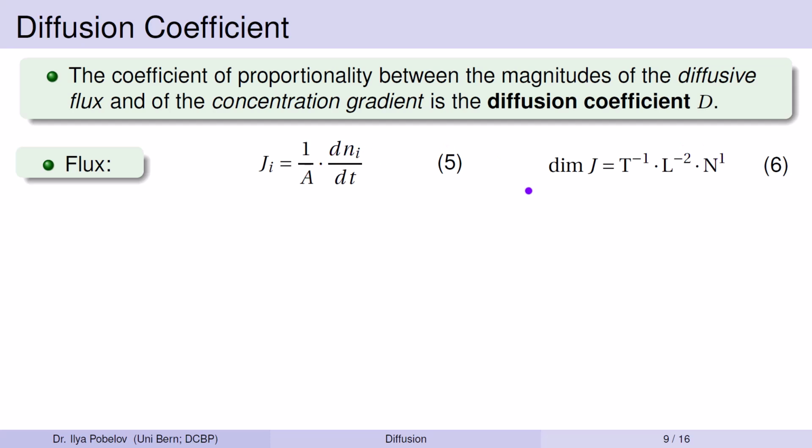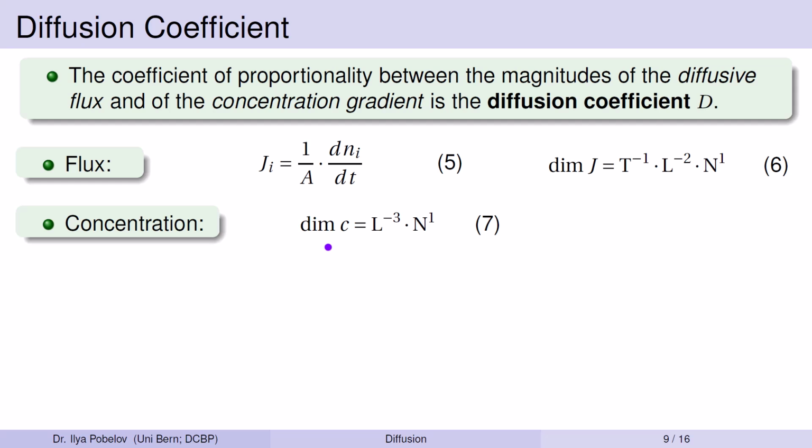A concentration gradient is a change in concentration over a distance. Concentration itself has the dimension of length to the power of -3 multiplied by the amount of substance to the power of 1. Therefore, the dimension of a concentration gradient is length to the power of -4 multiplied by the amount of substance to the power of 1.